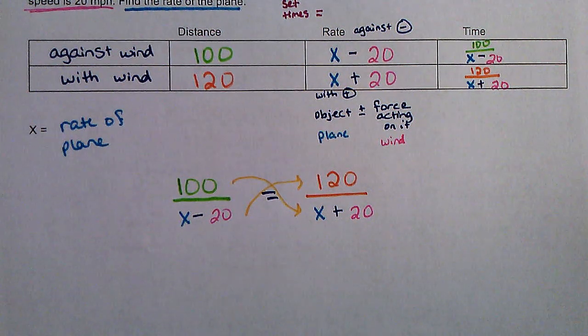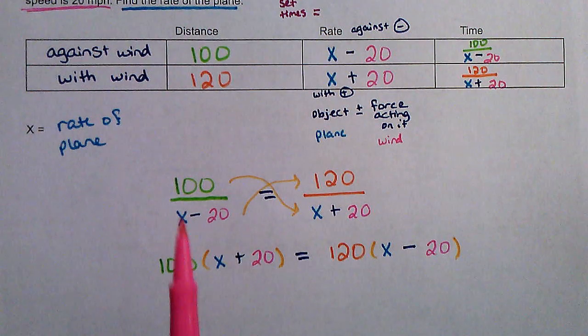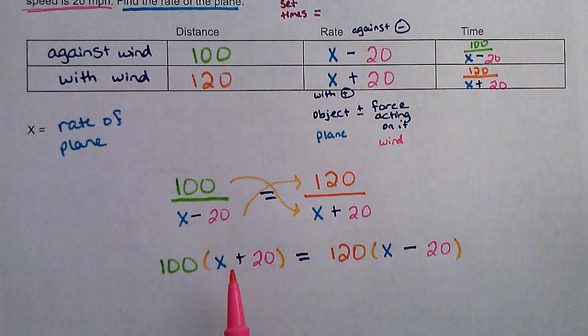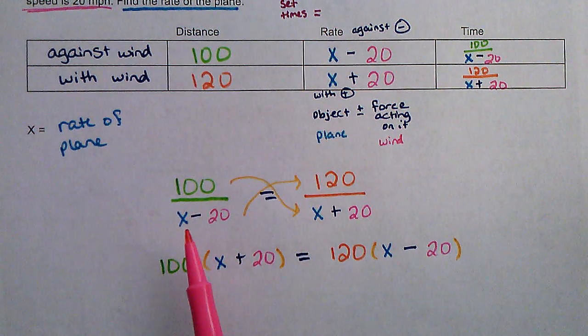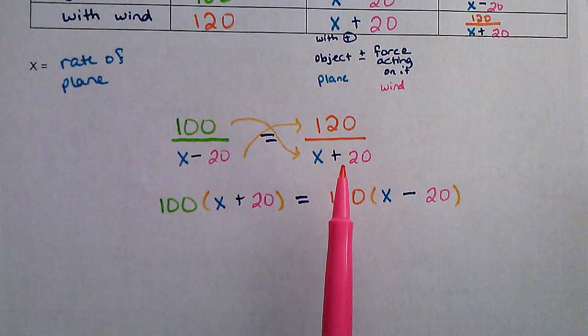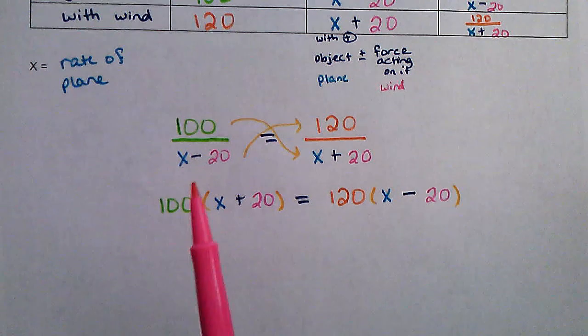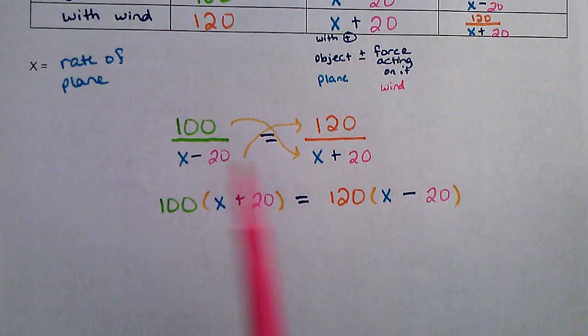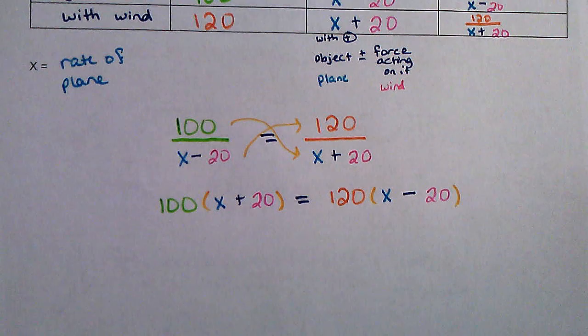Let me set that up. So that's what it would look like cross multiplied: 100 times x plus 20 and 120 times x minus 20. Now remember, we're cross multiplying because there's only x's in the denominator, and in this application problem I'm going to let you. So hopefully you didn't do that on 8.6a.